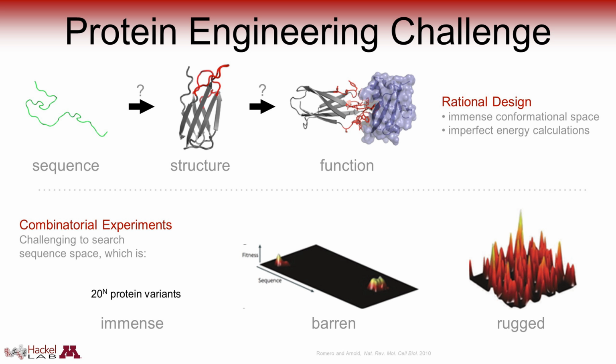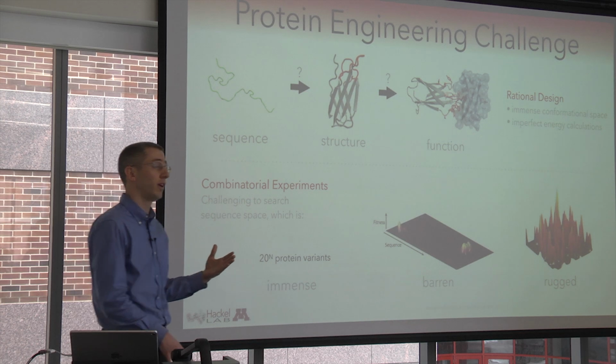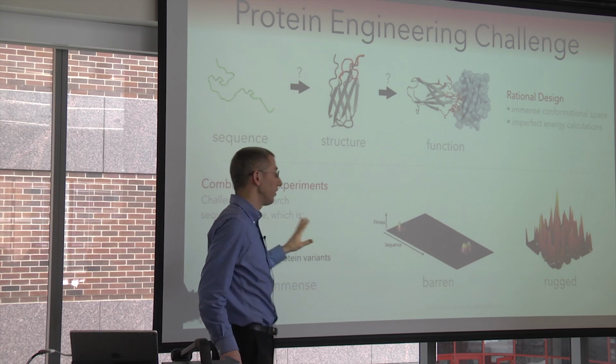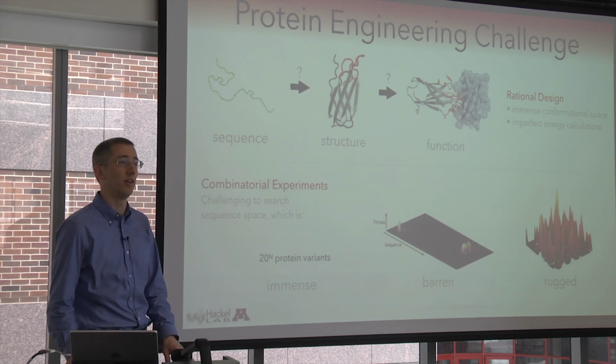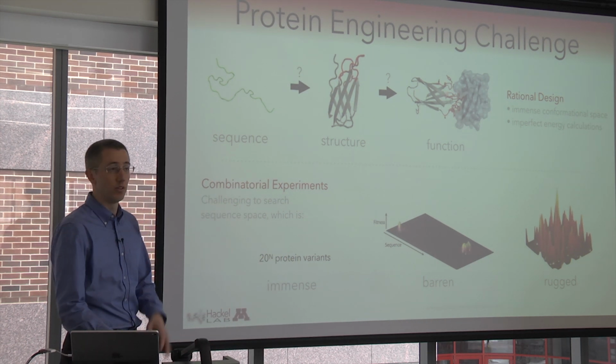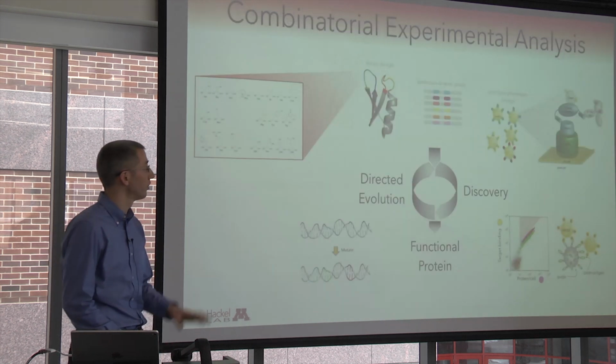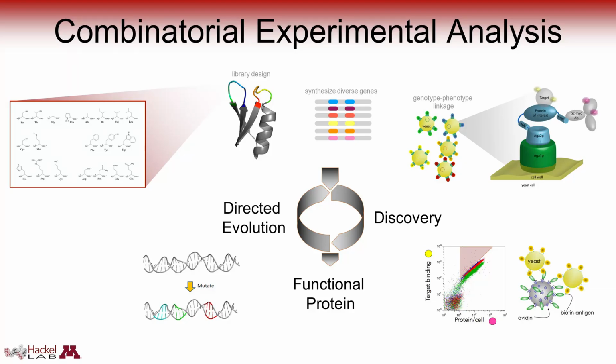So this combination of immense, barren, and rugged makes random searches of sequence space very challenging to do. So even with very high throughput techniques, it's very easy to find no function in that space as well. Yet there's very, very good progress made in this space as well. But ultimately, it's the fusion of those two things, which I'm going to explain today, that is the most powerful. But first, I'll just highlight each of those two things individually in slightly more detail.